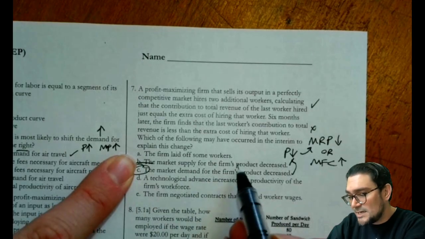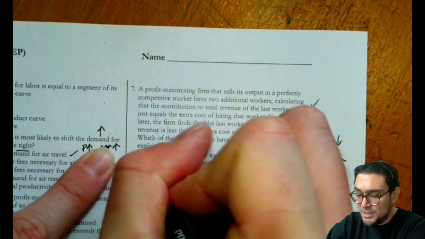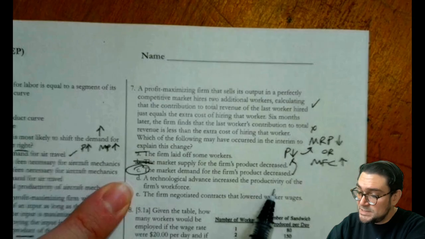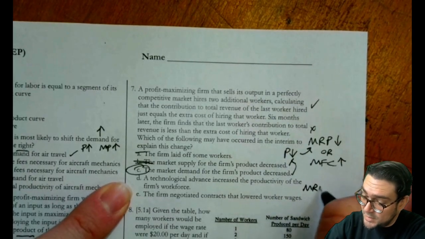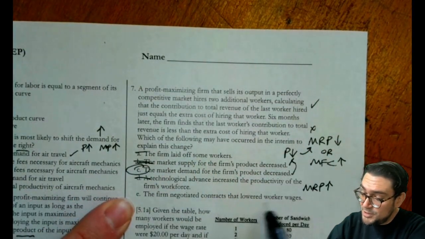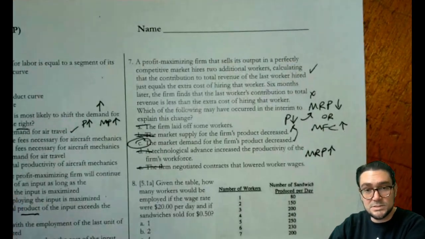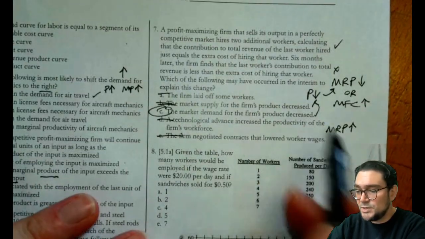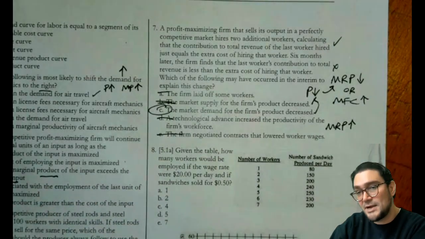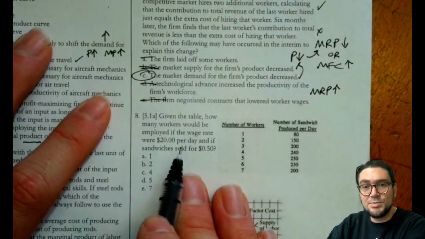The reason why A is not right is just because they lay off some workers doesn't necessarily change the factor cost or the MRP. Technological advance increases the productivity. That would make the MRP rise, and that would actually make us hire more workers. E, the firm negotiated contracts that lowered workers' wages. No, that would cause them to hire workers as well. So C is the only one where it would cause them to want to not hire that worker that they used to actually hire.